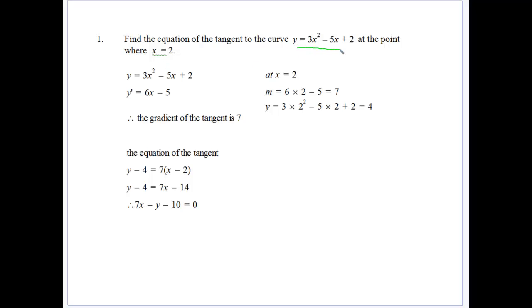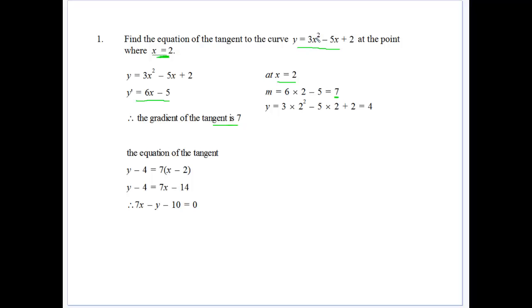This time we've got a curve 3x squared minus 5x plus 2. We need to get two things. We need our y coordinate, because we've got our x value, so we can get our point. And we need to find our gradient so we can get our equation, because we need the gradient and the point. So we get our first derivative, because that's going to give us our gradient function. At x equal to 2, we sub 2 into the gradient function: 6 times 2 minus 5 gives us a gradient of 7.